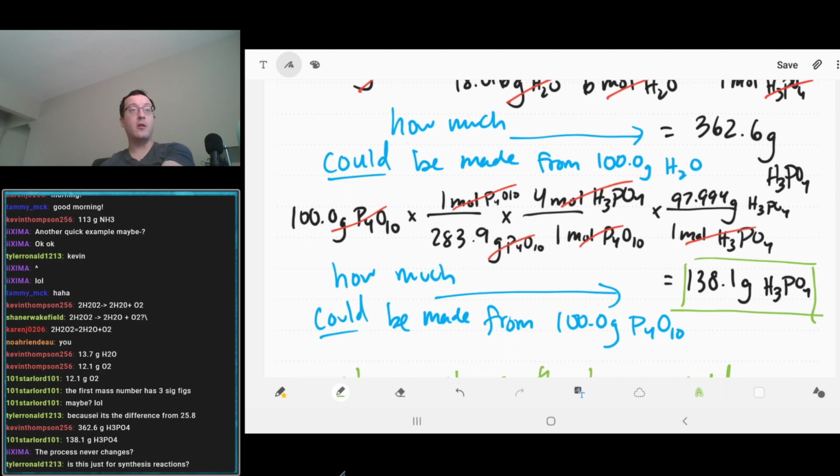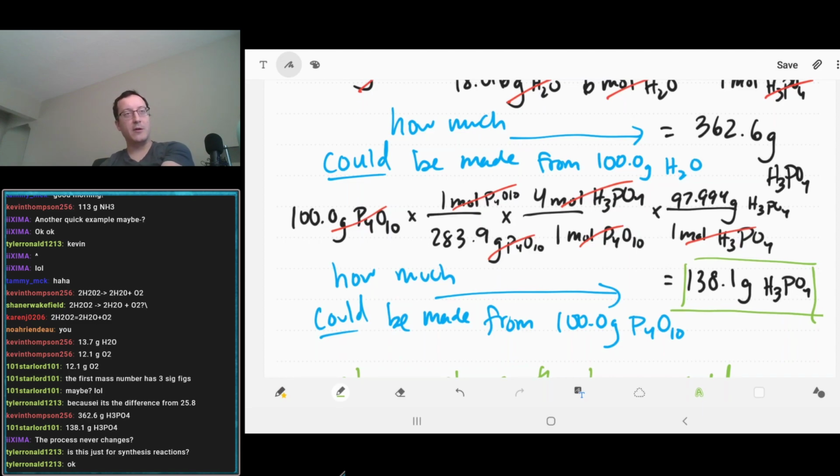No, this will work for any reaction, Tyler. But for decomp ones, we don't typically have a limiting reactant because you just have one reactant. So you don't have to do this. Anytime you have more than one reactant, you're going to want to do this. So for combustion reactions or the synthesis ones, or what we're going to find later, the single or double replacement reactions, we will also need to do this.